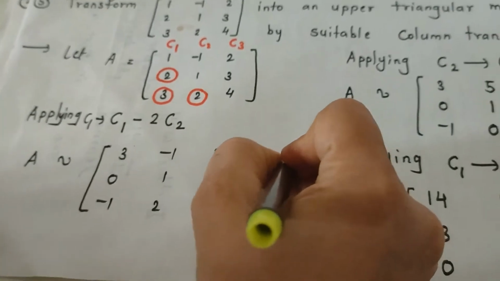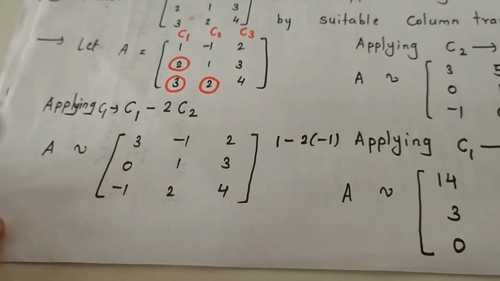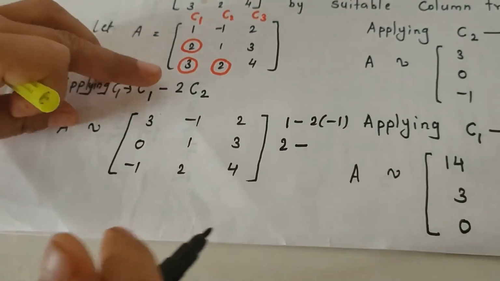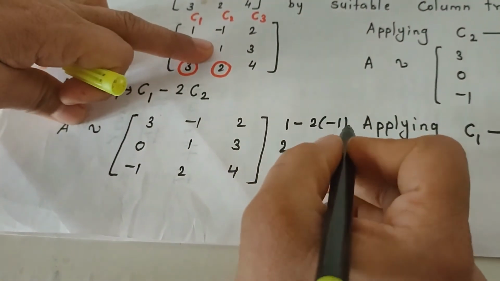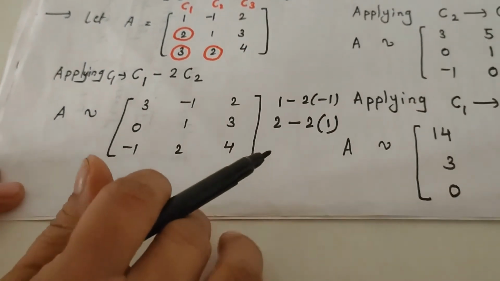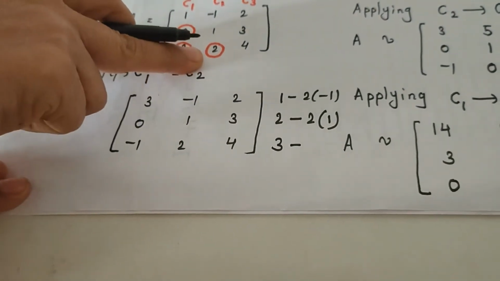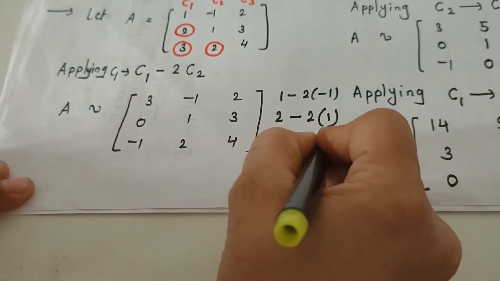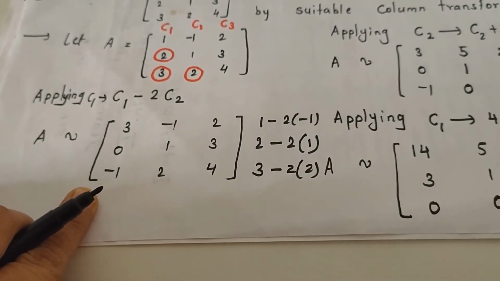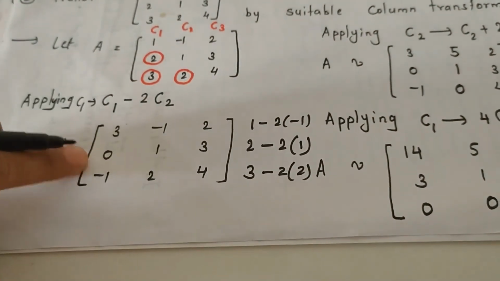1 minus 2 into minus 1, then we get 3. 2 minus 2 into minus 1, 3. Now for the second element, 2 minus 2 into the corresponding element in C2, 1. Then we get 2 minus 2, 0. Now for the third element, 3 minus 2 into the corresponding element in C2, 2. Then we get 2 minus 4, which is equal to minus 1. In this way, we get these two converted into 0.